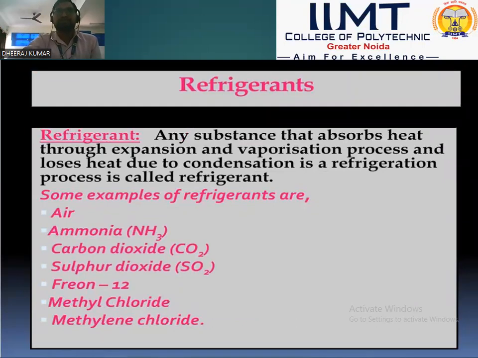Refrigerant is a working substance which absorbs heat during expansion and vaporization and loses heat due to condensation in the refrigeration process. Different types of refrigerants are used in refrigeration systems: air, ammonia NH3, carbon dioxide CO2, sulfur dioxide, Freon 12 (also called R12), methylene chloride and methyl chloride.